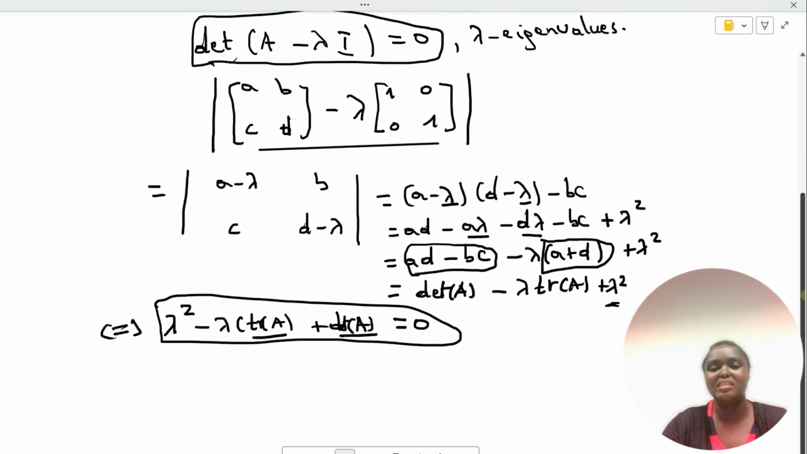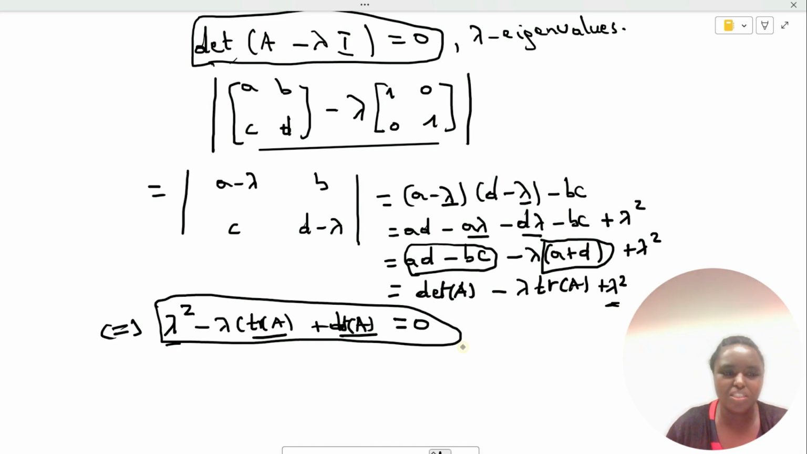For a square matrix, this relation holds: lambda squared minus lambda times trace of A plus determinant of A equals 0. And you have to solve this equation, and then you get your eigenvalues. And if you are also asked for eigenvectors, you can compute them. So then let's go ahead and compute our eigenvalues.